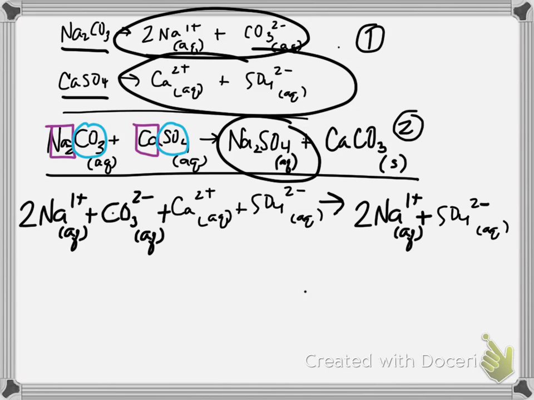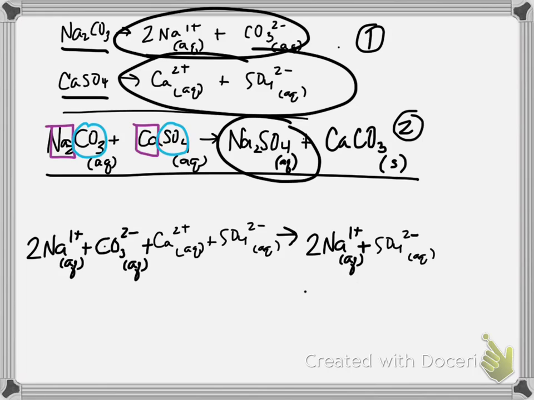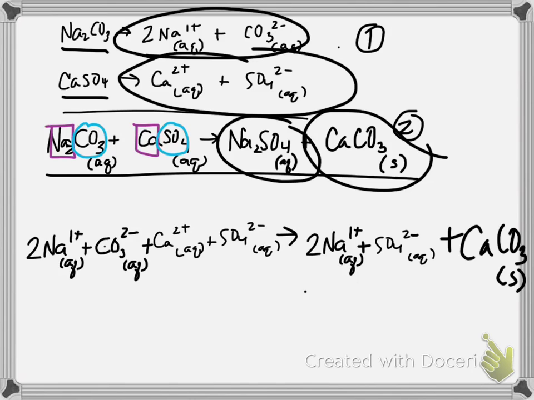There are 2 ions that we haven't accounted for. So what's the other thing we get out of this? Well, we get solid calcium carbonate. This is what's called an overall ionic equation. So we just wrote everything that happens here.